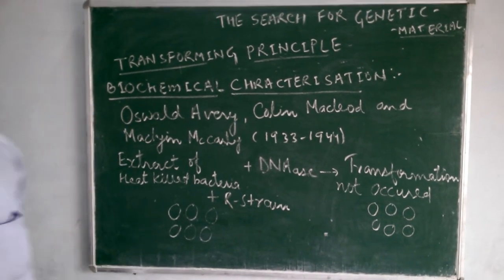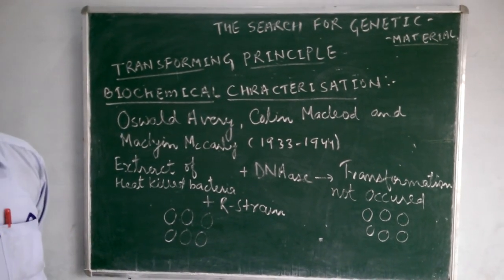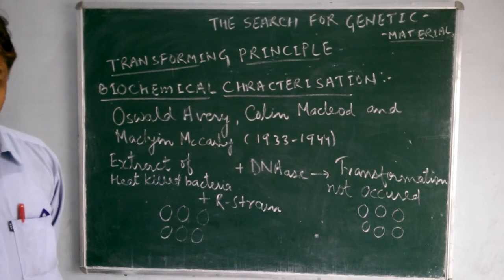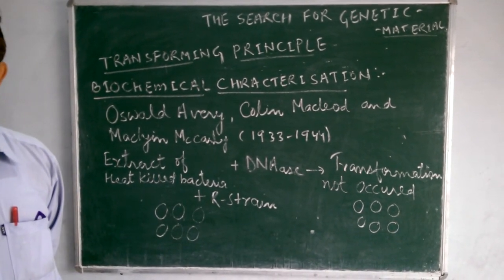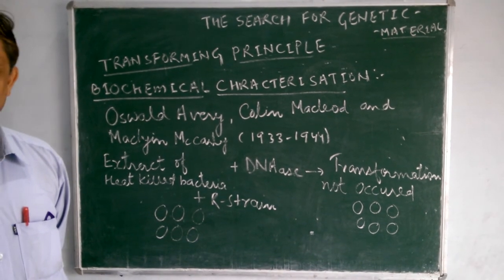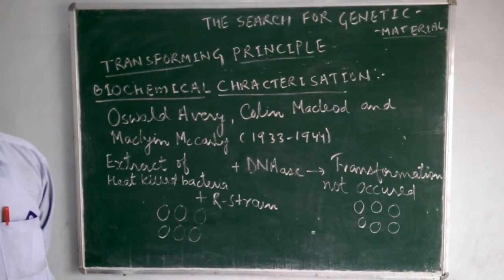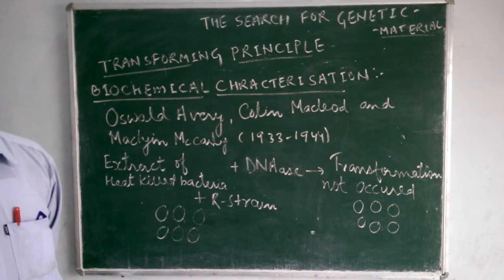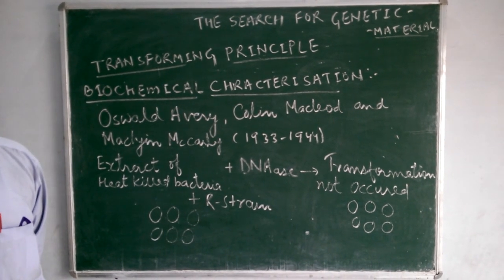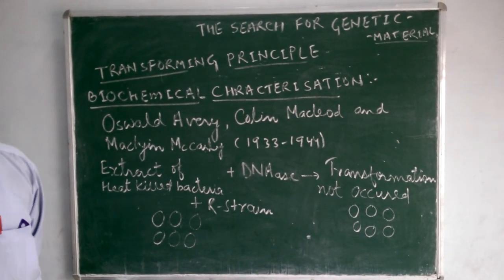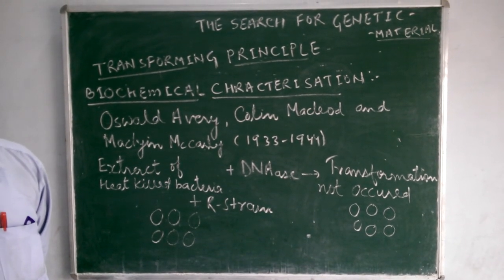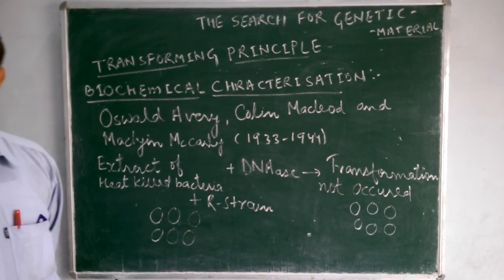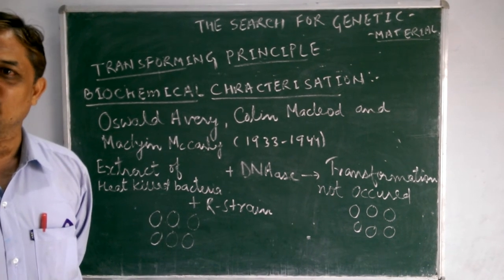So, let us recall it again. When the extract was digested with the protein-digesting enzyme protease and injected into the body of mice, the mice died. Why? Because the protein was removed, but RNA and DNA were available. So either RNA or DNA may be the transforming principle.